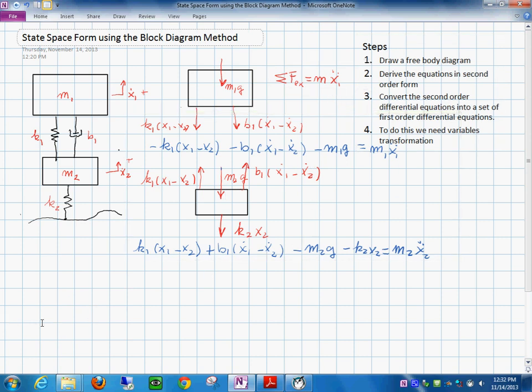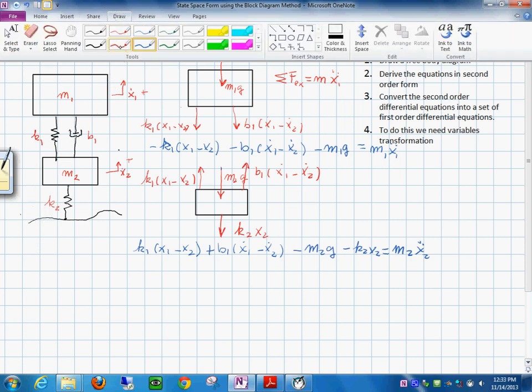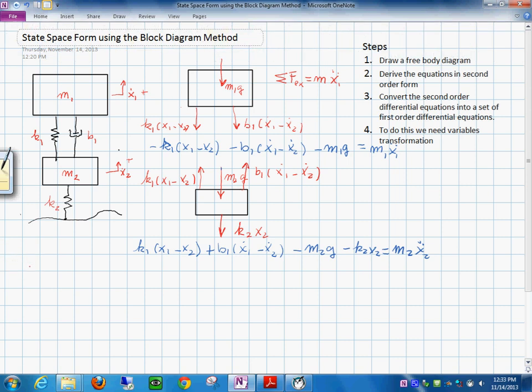Now, let's just outline here as if these are our objectives. Here we're going to say transform to first order equations. Okay, how do we do this?